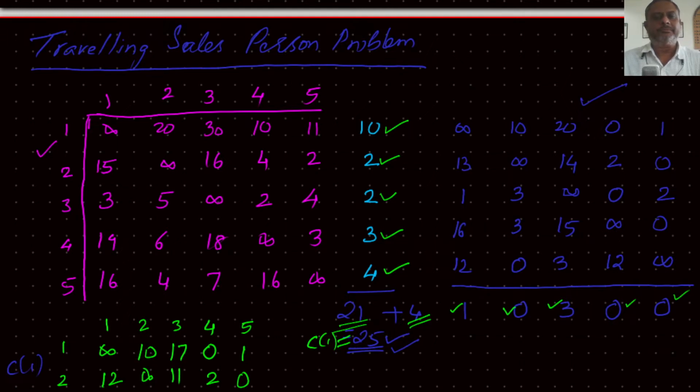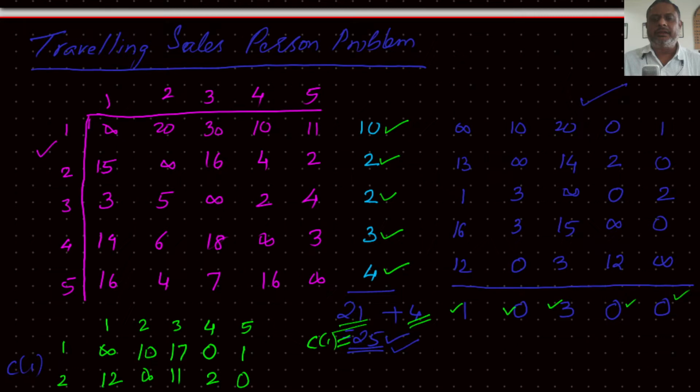So these are the minimum distances. If you find the minimum distances, we get 10 in the first row, 2 in the second row, 2 in the third row, 3 in the fourth row, and 4 in the fifth row. Then let us subtract these values from each row, and we get this matrix. So 20 minus 10 is 10, 30 minus 10 is 20, 10 minus 10 is 0, 11 minus 10 is 1, and so on.